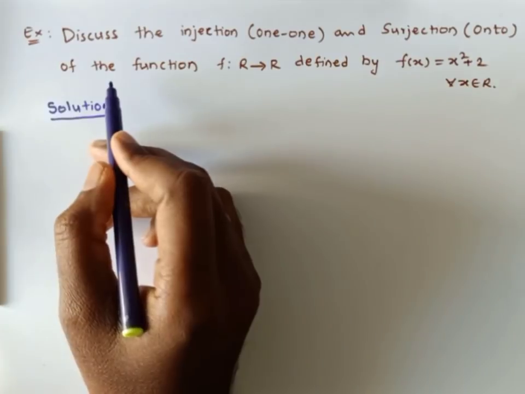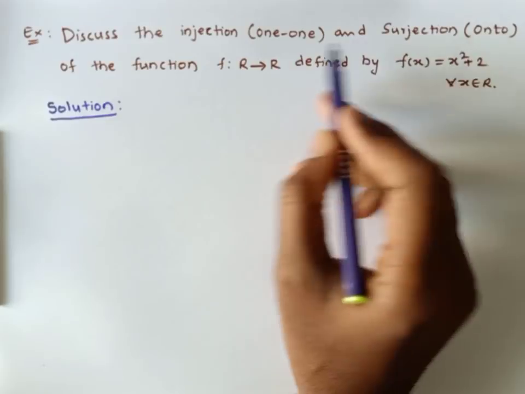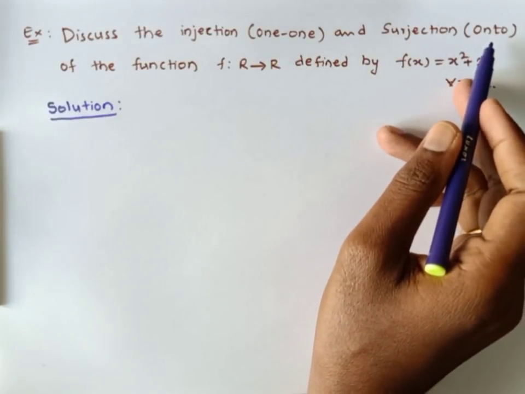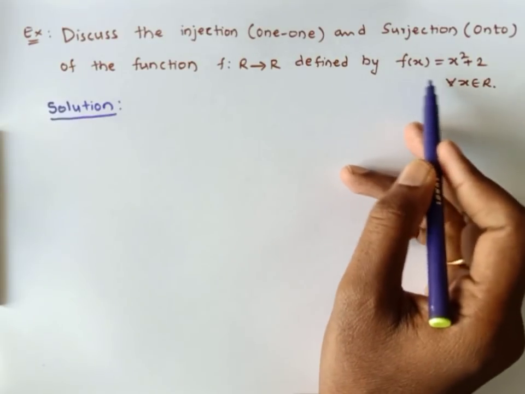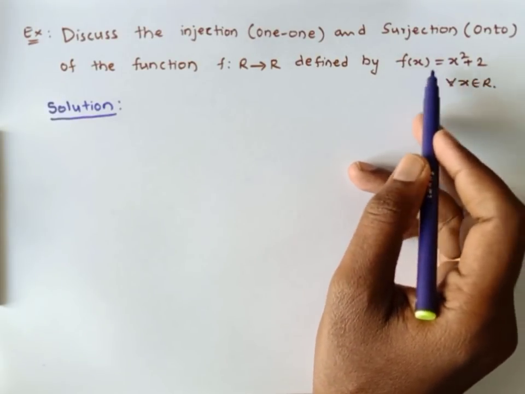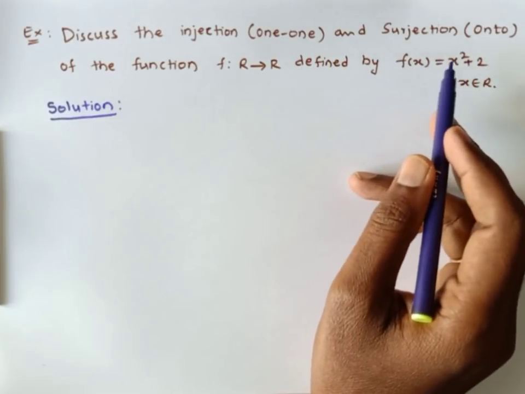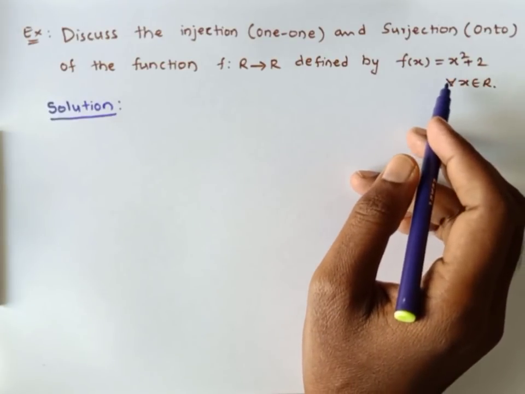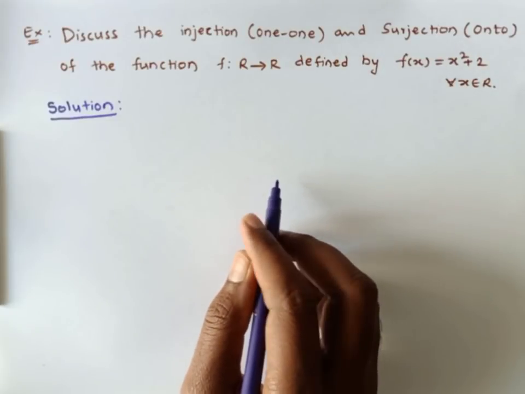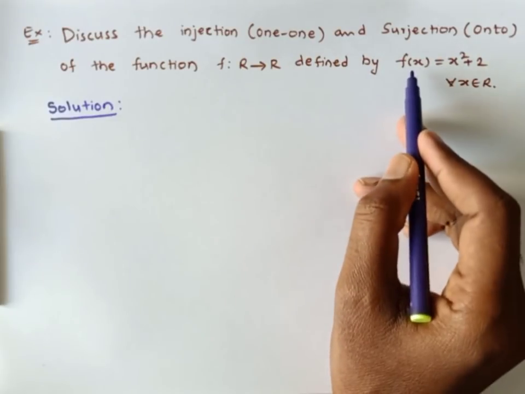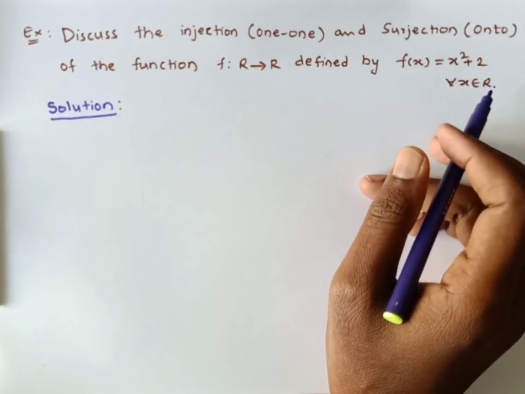The given problem is to discuss the injection and surjection, that is one-one and onto, of the function f from R to R defined by f of x equals x square plus 2. You need to check whether it is one-one, onto, or both. We have a mathematical definition for injection and surjection, so by using that definition, you need to check this f of x.